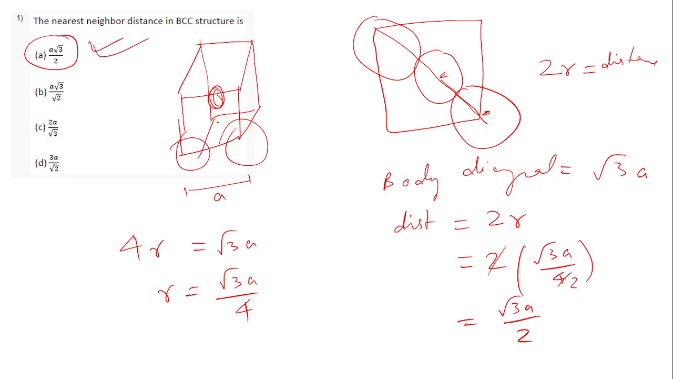Root 3 A by 2 is the correct answer. Option A is correct. So you have to keep in mind the relation and how it starts. You should know the conventional BCC, how it looks, which are the touching atoms, and then what is the value of the body diagonal, what is the value of the face diagonal. If you keep these things in mind, you will be able to solve these questions. Because if you start deriving the body diagonal length using the Pythagoras theorem, you will get to the answer, but it will take a lot of time. So by now at least you should remember that the body diagonal length is root 3 times A.